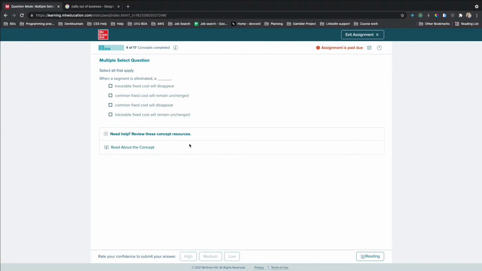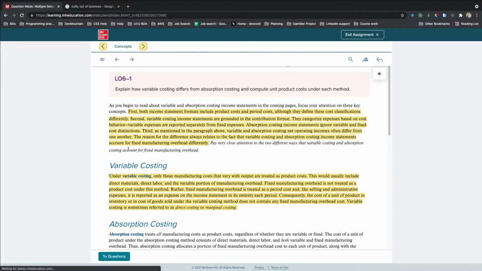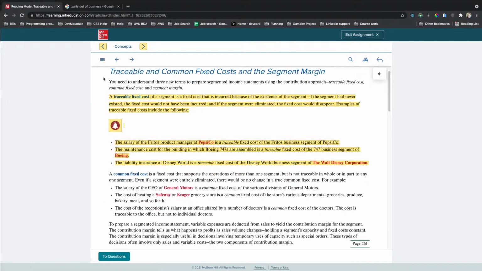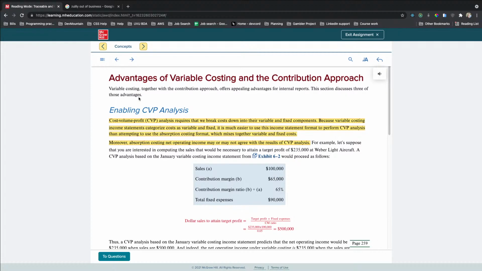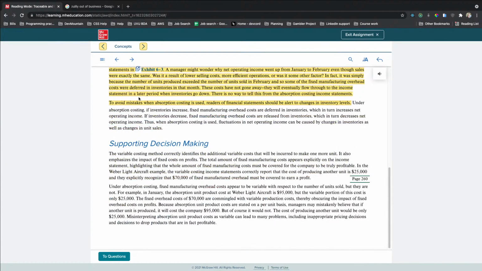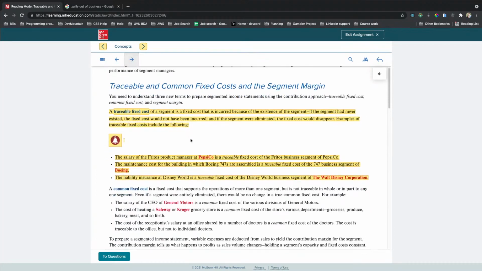When a segment is eliminated, a traceable fixed cost will disappear. Segment, we're not there yet. But we did answer some dang good questions. Let's read about this concept. Let's go back. How far are we? It's the next page. Let's read about this.